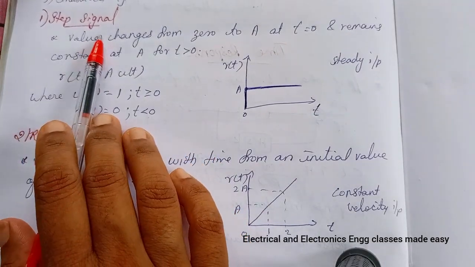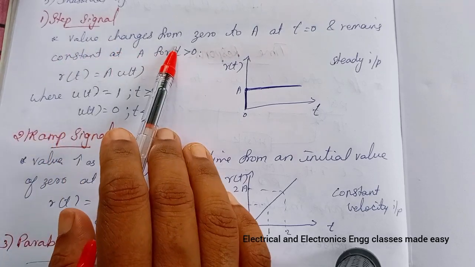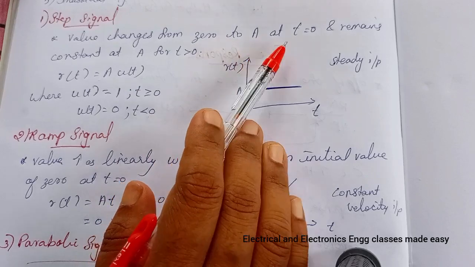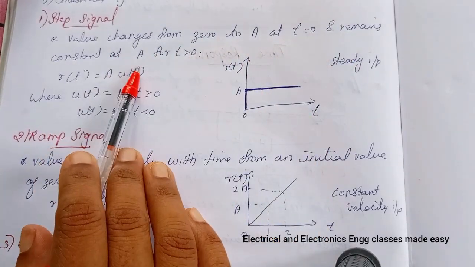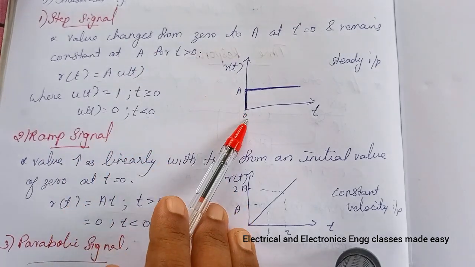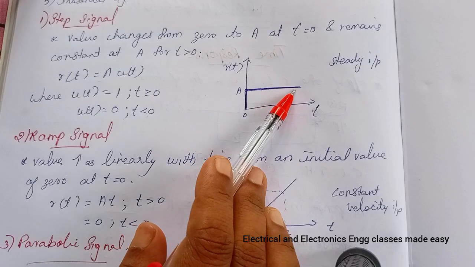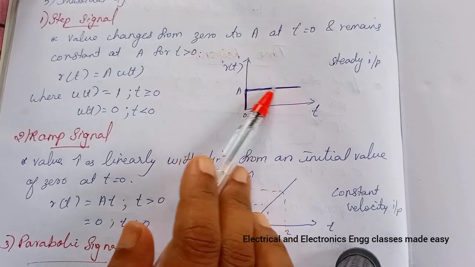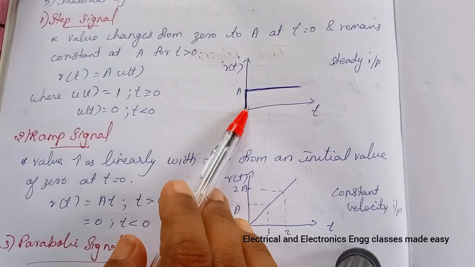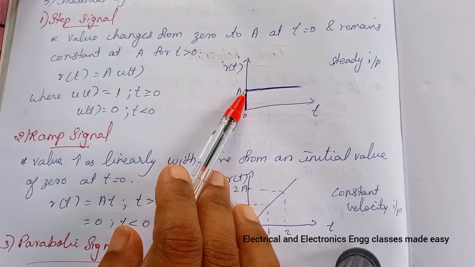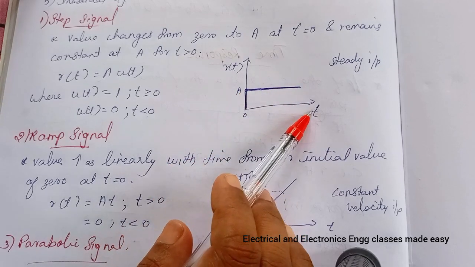First one is the step signal. The step signal is a signal whose value changes from 0 to A at t equal to 0 and remains constant at A for t greater than 0. The step signal resembles an actual steady signal. So at t equal to 0 its value is A, and it remains constant at A for t greater than 0.